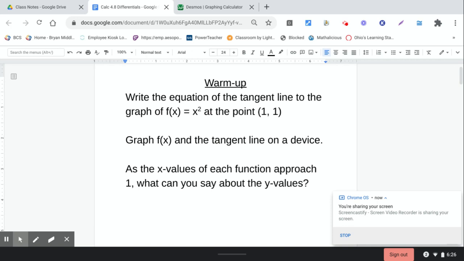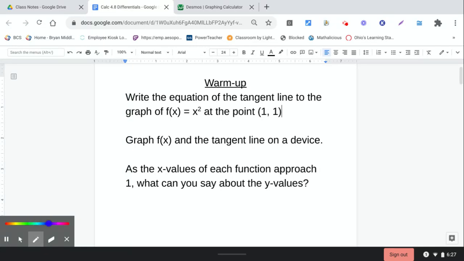Before we get started on today's lesson, I want to take a look at this warm-up. So we want to write the equation of the tangent line to the graph of y equals x squared at the point (1, 1). So we know that this is a parabola, of course, and it goes through the point (1, 1), and we want to know the equation of this tangent line. That was a terrible picture, but you get the idea.